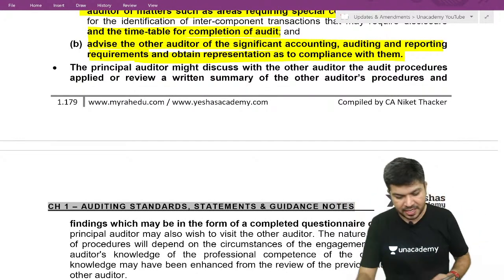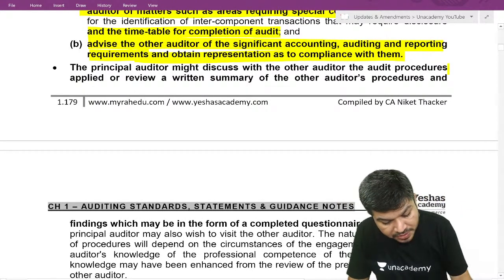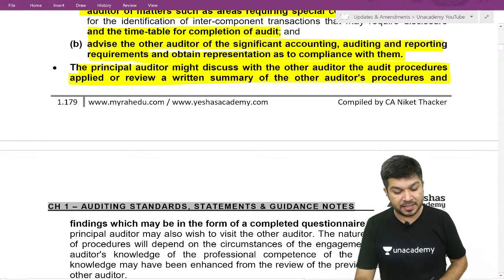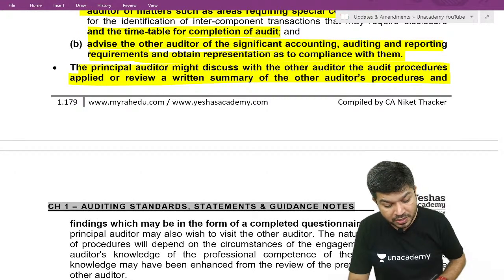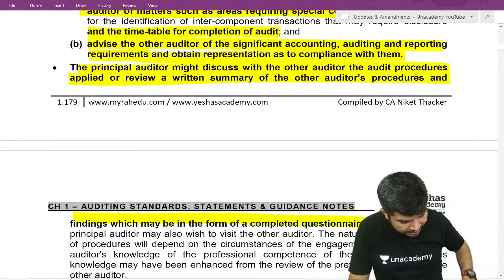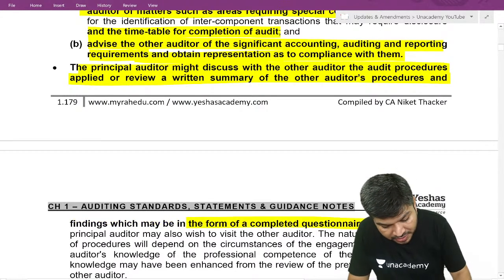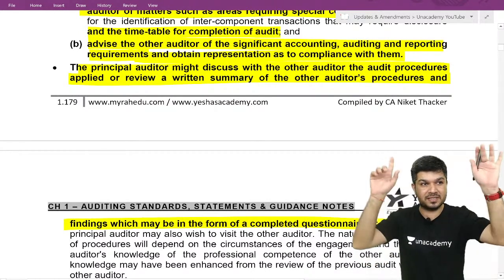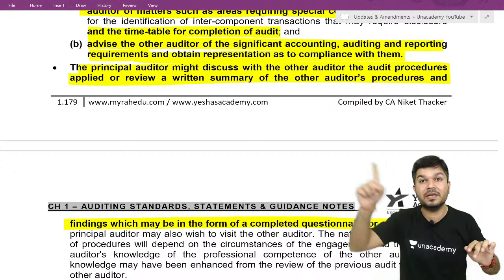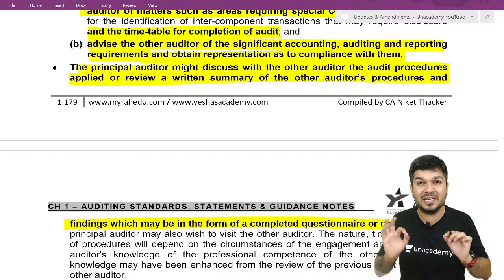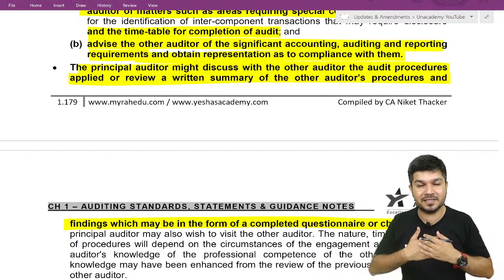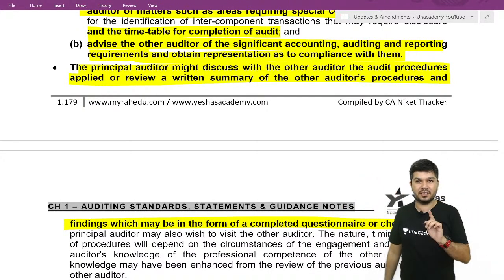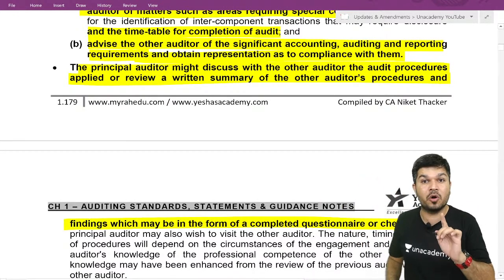And you might discuss with the other auditor the procedures to be applied, and or review a written summary of the other auditor's procedures, or you can tell the other auditor to fill a questionnaire or a checklist. I can prepare a checklist. This is very good. I can prepare a checklist asking whether you covered this, and he will reply. Based on the replies to the checklist, I can understand whether his work is adequate or not. Okay, now I tell you, in your CA Final, questions are very cornered.